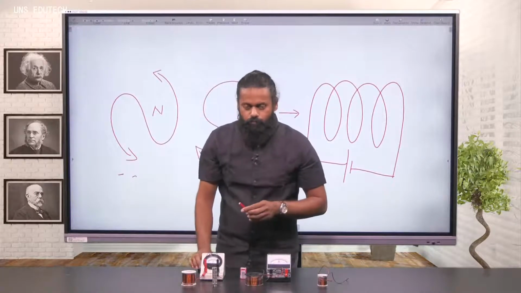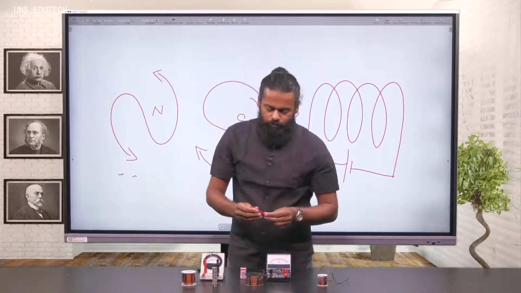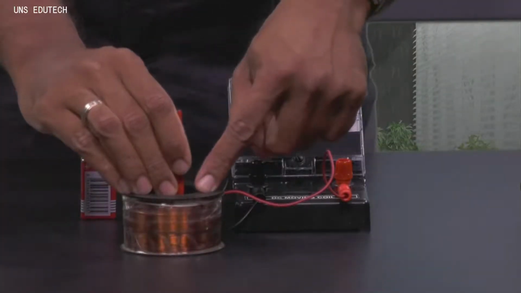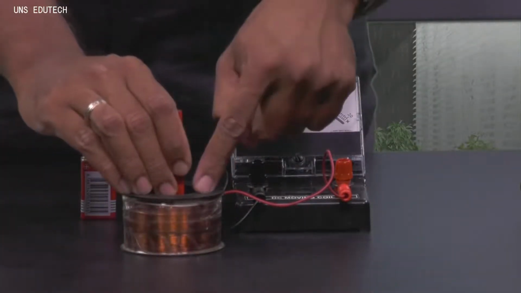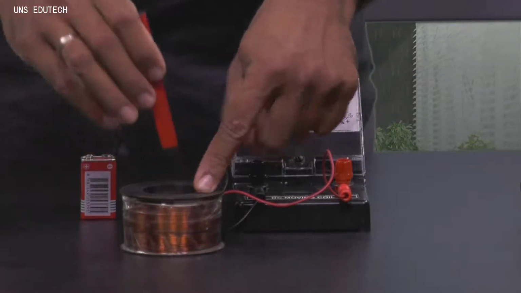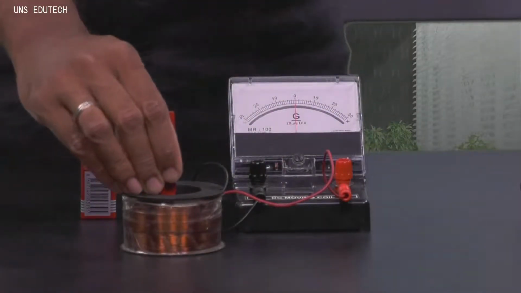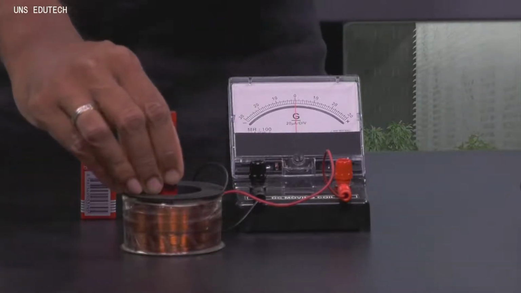But here, when you do this experiment, if I am inserting north, the direction of the current will be in such a way that that side becomes north. And when it is north, north and north will repel. Like poles repel, unlike poles attract. That also you studied. Okay.